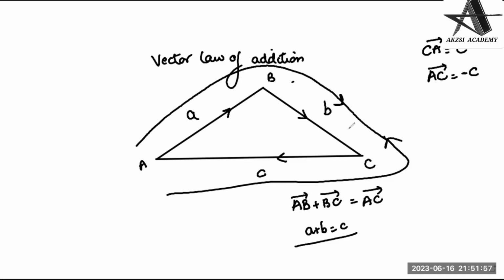We just studied the negative vector. If we reverse the direction, the value becomes negative. So vector A to C will become negative C. Now I can change the direction, vector A to C, but now this will become negative C. In that case, vector A to B plus vector B to C is equal to vector A to C, and A plus B is equal to negative C.